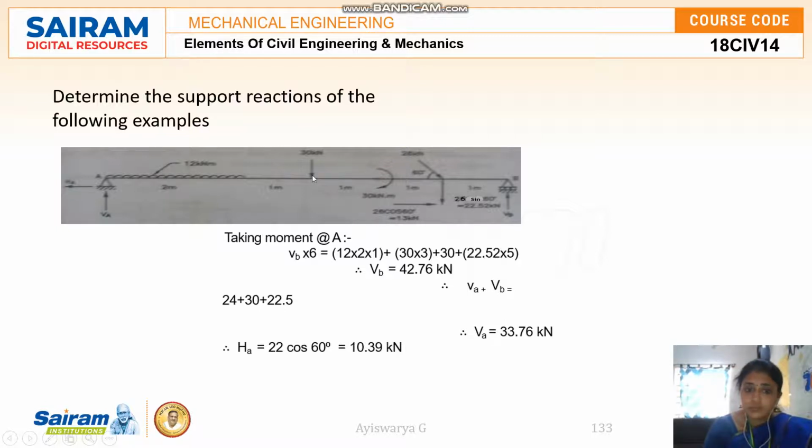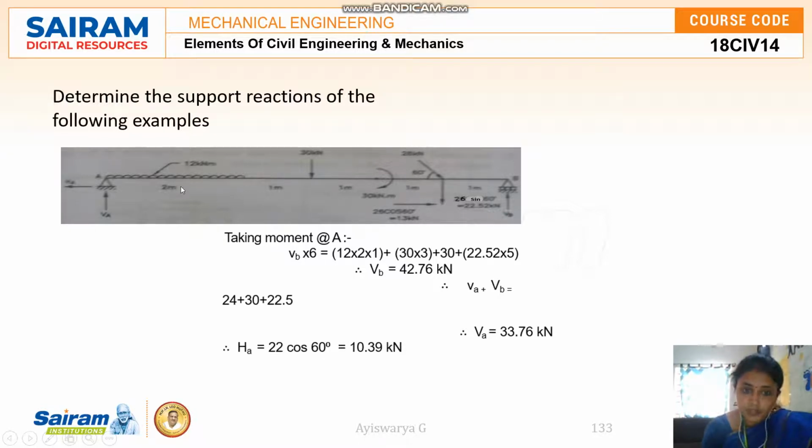And 30 kilonewton is a direct point load, and there is a clockwise moment, that is 30 kilonewton meter. You need to take it as a plus 30 in the moment equation. And there is a 26 kilonewton load, which is an inclined load, so you have to take two components, that is x component and y component, and there is a VB, right? So the total span is 2 meter plus 1 meter plus 1 meter plus 4 meter, 6 meter, right?